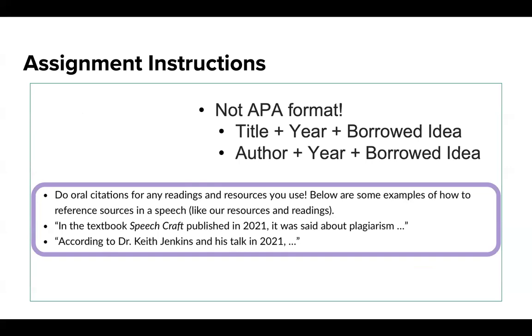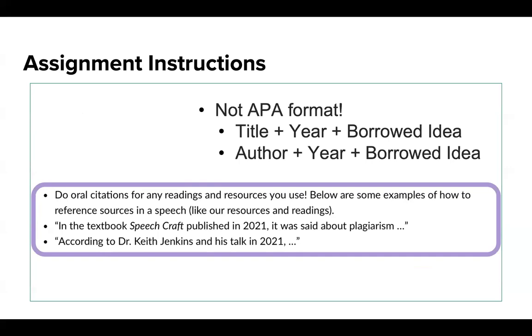The assignment includes guidelines and examples for attributing the sources that you use. Although the examples don't exactly follow APA format, which is important to keep in mind for any future assignments that do specifically require APA format, the examples should be useful as you decide how to incorporate sources into your video.